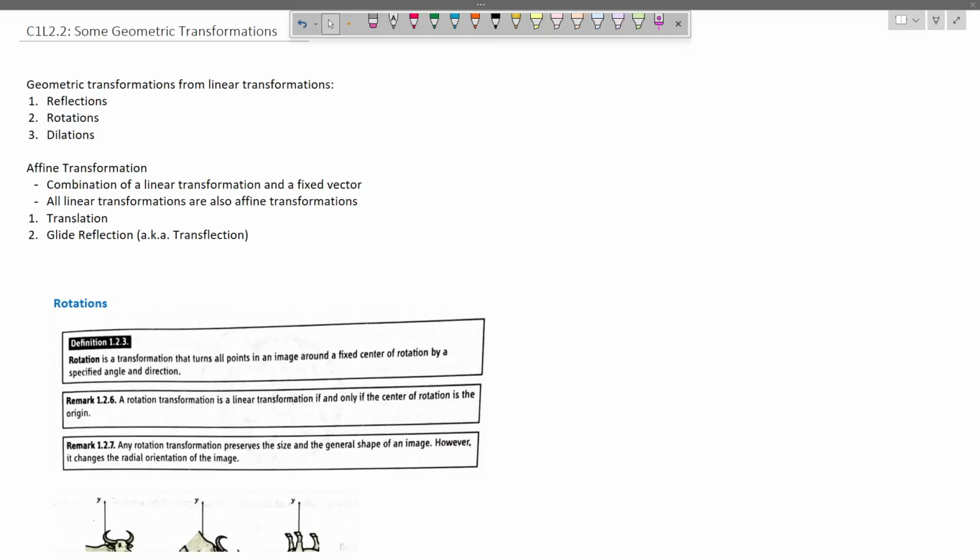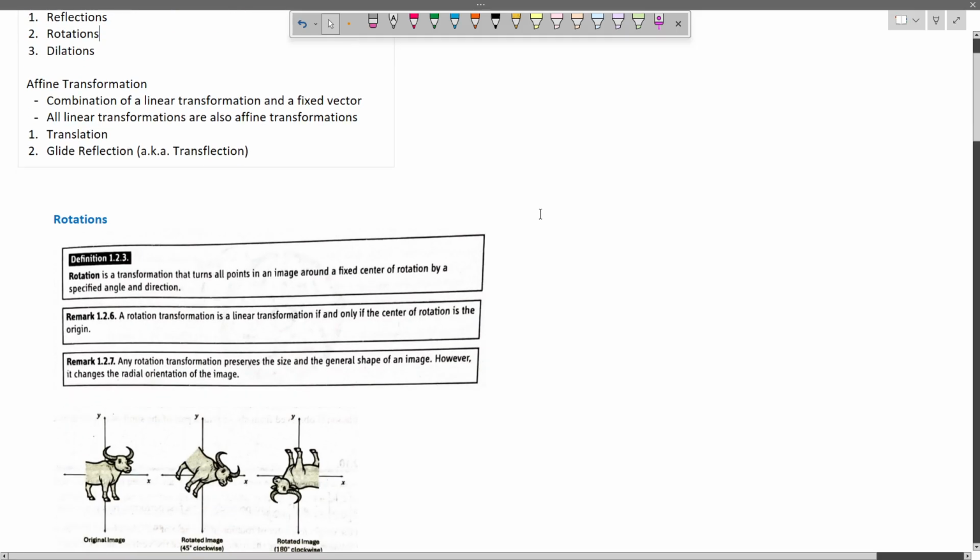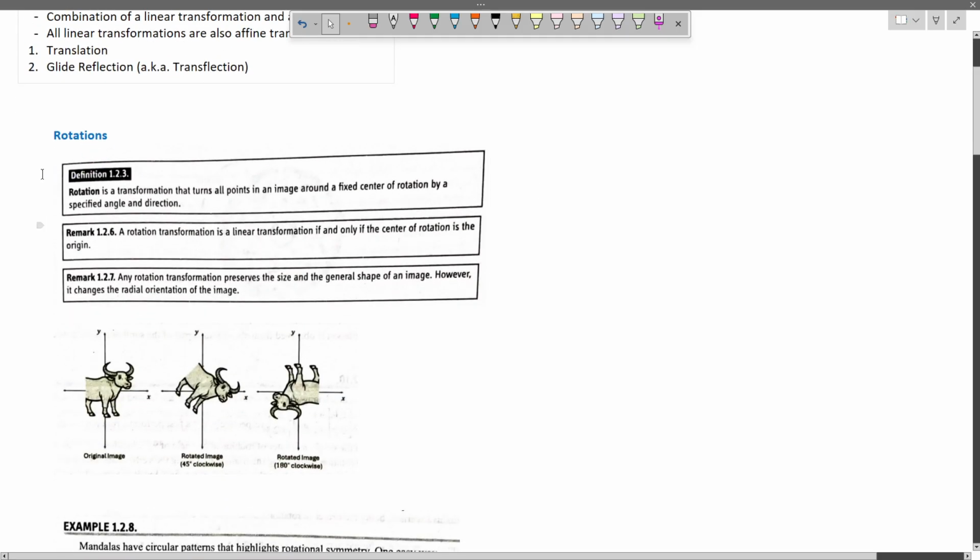Hi, welcome to the second part of our discussion for geometric transformations. We've already done reflections in the previous video, so now we're going to continue our discussion for the other types of linear transformations. The first one that we have is rotations.